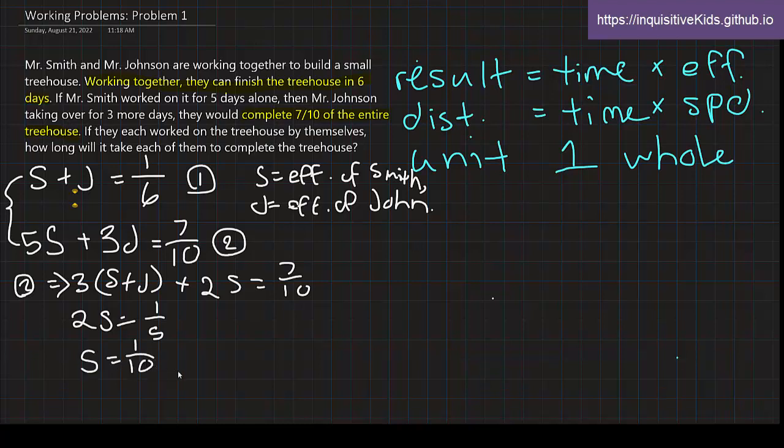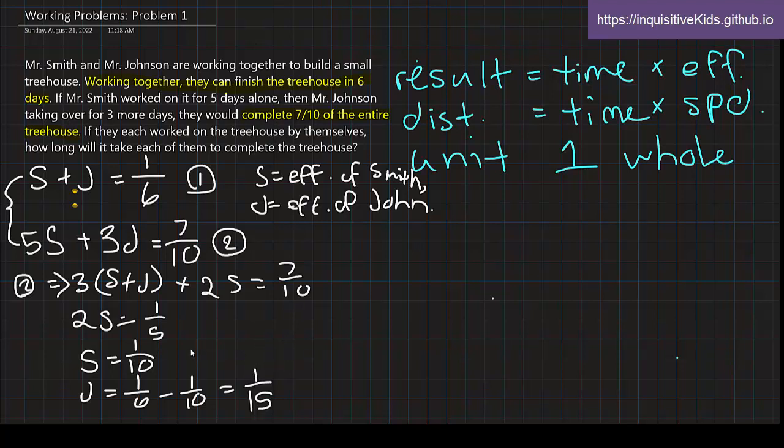So if s is equal to 1/10, let's substitute that back into, say, the first equation. And so 1/10 plus something is equal to 1/6. So then what would j be? Well, j would be equal to 1/6 minus 1/10, which is equal to 1/15. So we know the efficiency of Mr. Smith is 1/10 of the entire treehouse per day. And the efficiency of Mr. Johnson is 1/15 of the entire treehouse per day.